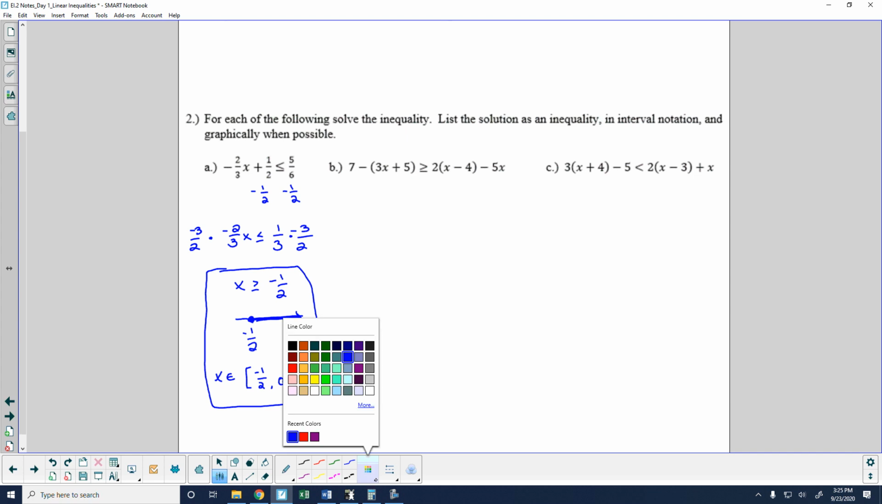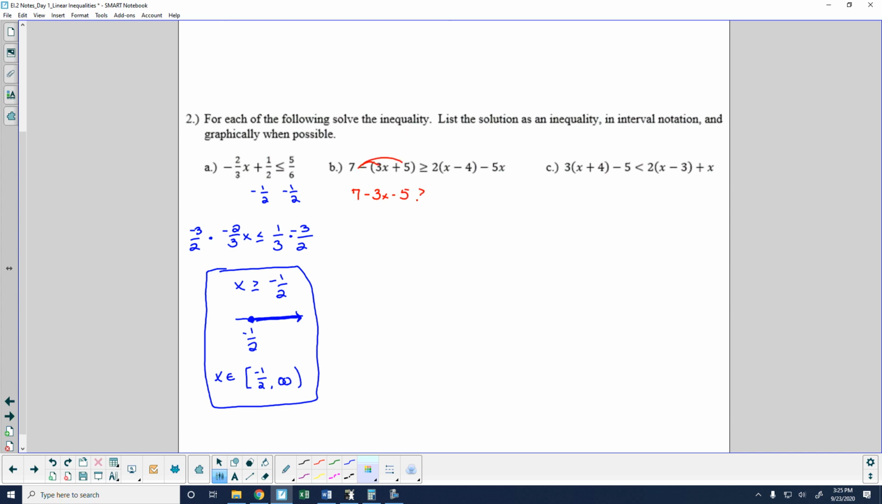Example B here. If I were to multiply this, you might say you would want to simplify by distributing, and that would be correct. So I'm going to go ahead and distribute this negative to both terms here inside the parentheses. And then I'm also going to distribute that 2 to both terms. So 2x minus 8 minus 5x. Now I can simplify this.